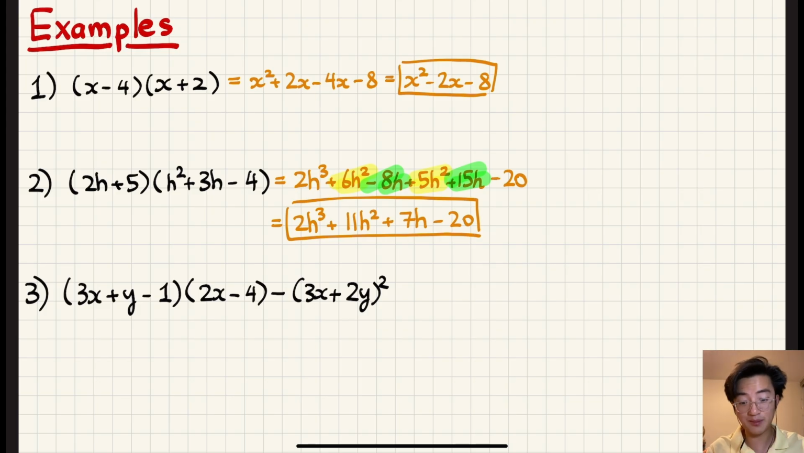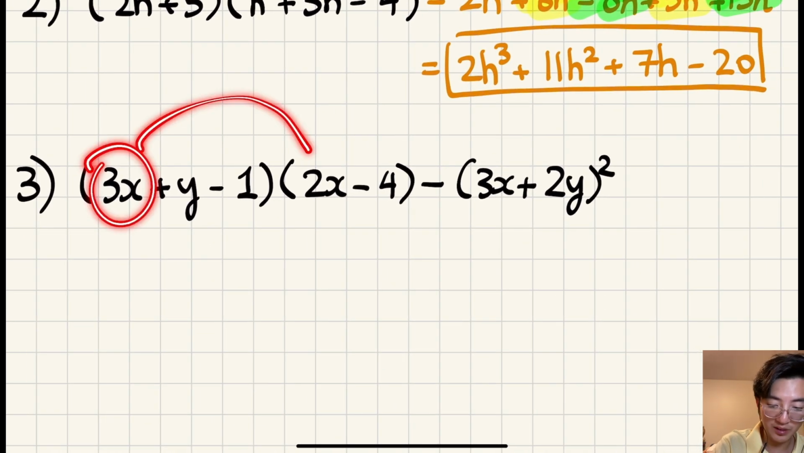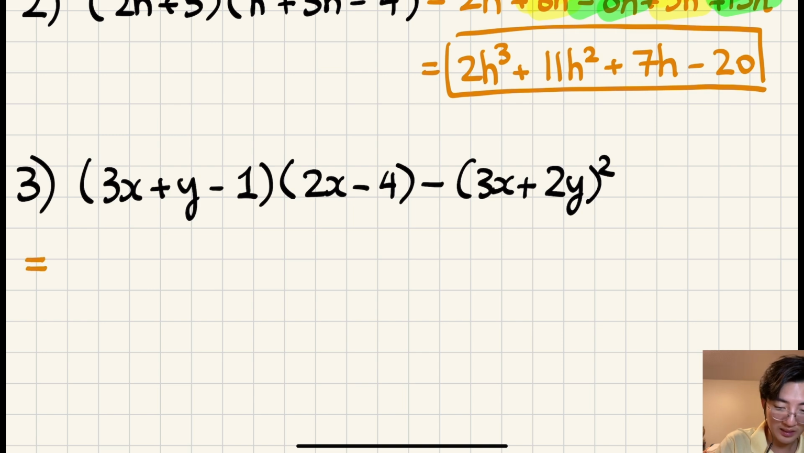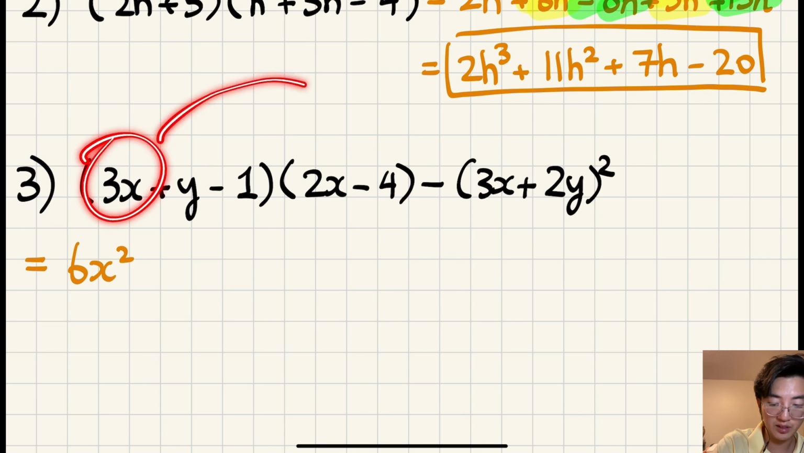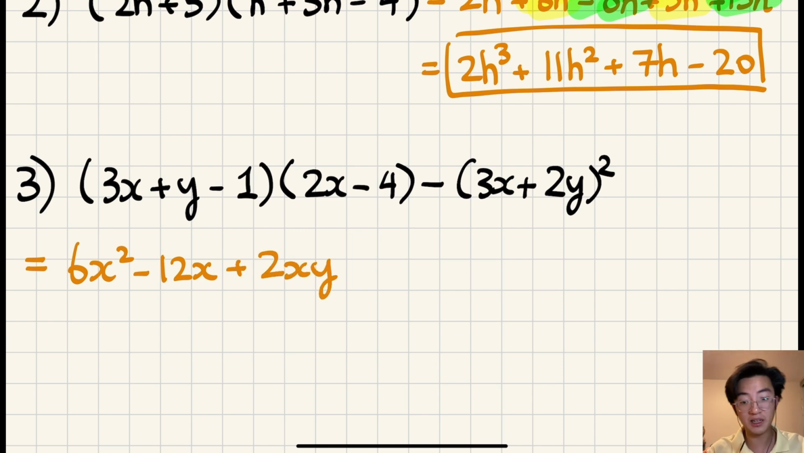And now for the last example here, it looks super complicated, but luckily, it's not that bad. Okay, so once again, first term gets us 6x squared, so 3x times 2x. First term, second term, 3x times negative 4 again. So 3 times negative 4 is negative 12. So that's done. Now we go second term to the first term. So we have plus 2xy, so it's y times 2x. Second term, so it's y times negative 4, which is minus 4y.